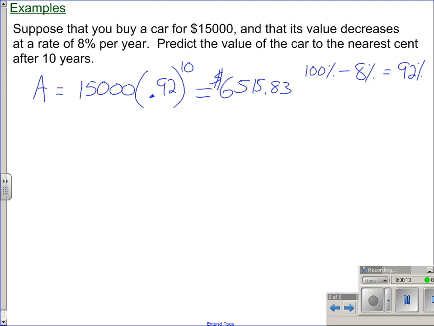Not too bad. Seems a little unrealistic for a 10-year-old car, but my truck is 10 years old, and well, that'd be awesome to get that much money for it if I sold it.